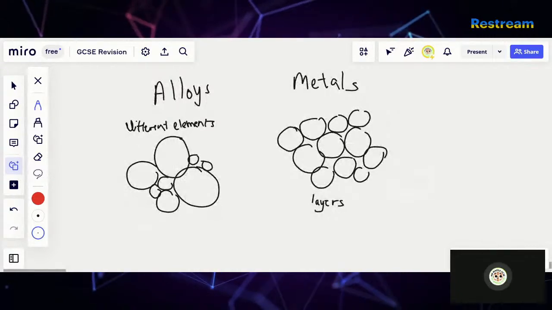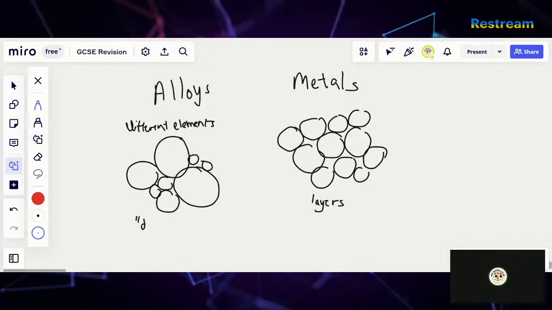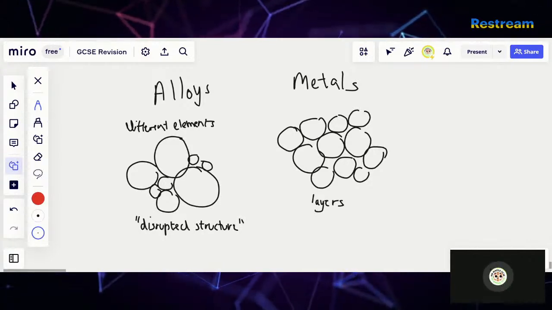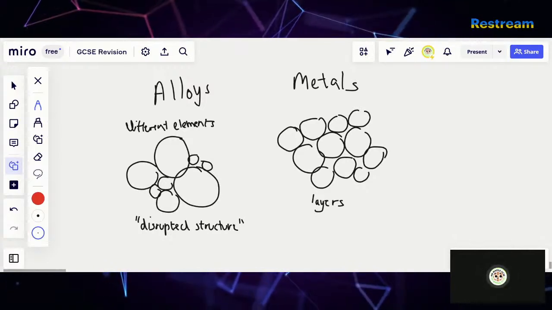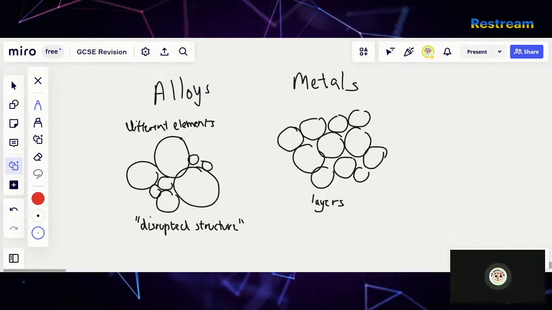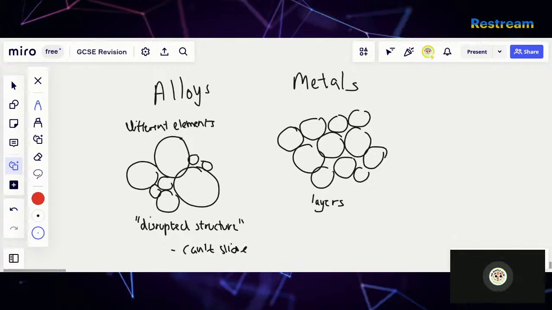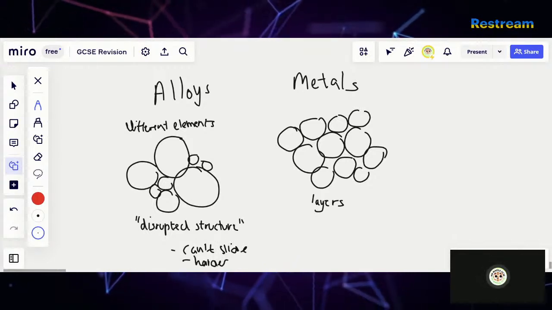So this structure is what we call a disrupted structure. It is fragmented because there's atoms of different types and different sizes all pushed and squished together, meaning that it can't slide because there's no layers, and therefore it's harder and not malleable or less malleable.